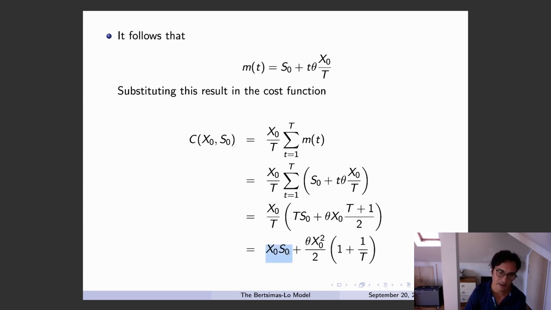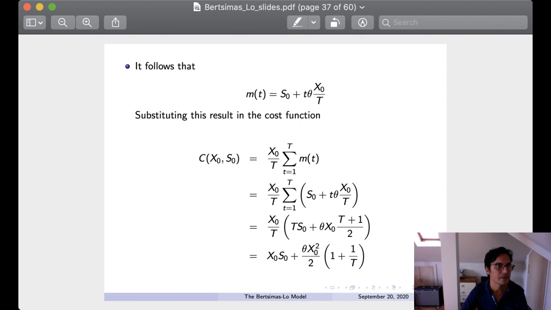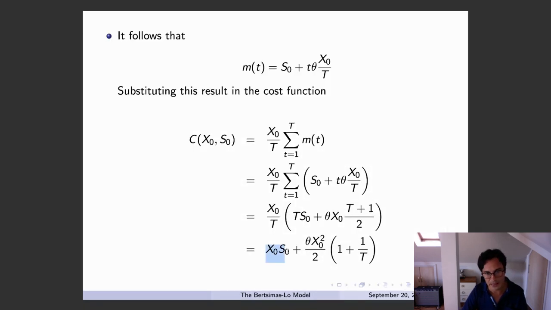So the result here is that the expected cost at time 0 is the cost we would have paid in any case if there was no market impact, S0 times X0, plus an extra component which is driven by market impact. So if market impact is 0, the second bit is 0, but we have two things really. It's a quadratic amount, which depends on the amount we want to execute, which gets reduced the more executions we do: the more execution we do, the smaller the impact is going to be.